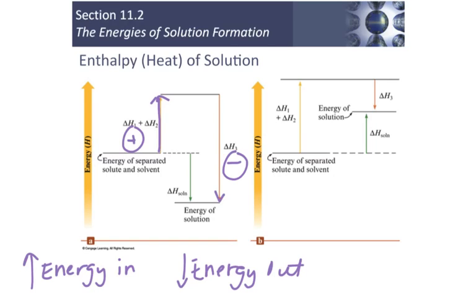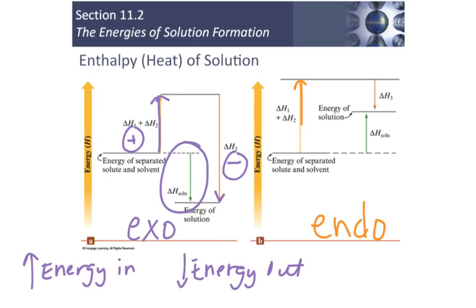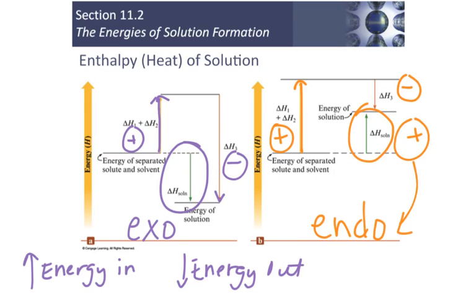Since the delta H out, delta H3, is a much larger quantity than the sum of delta H1 and delta H2, the delta H of the solution is releasing energy, so this is exo. In the other one, it's not exo, it's endo. Delta H1 and 2 are the energy in, and delta H3 is our energy out. See, the energy out isn't more than the energy that we had to put in, so delta H solution is still requiring energy, so it's positive, and therefore it is endo.